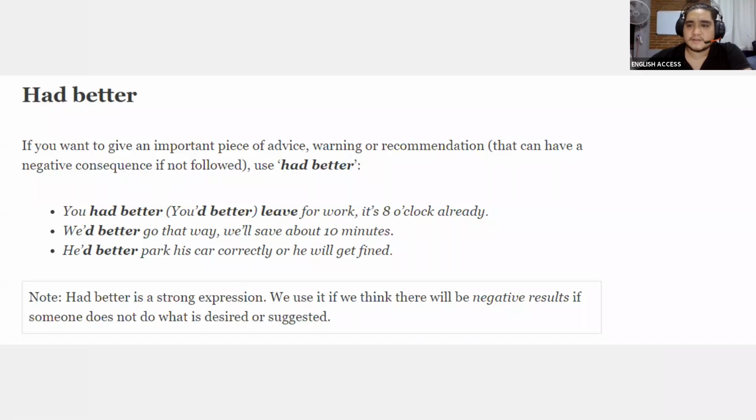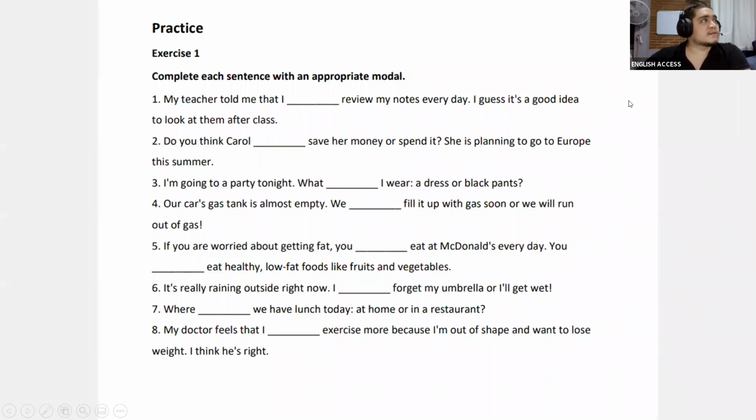Questions? No questions? Okay. Good. Now let's continue. We have here exercise 1. We're going to complete each sentence with an appropriate modal. Now you can use should, ought to, or had better. All right. So take your time and let me know when you finish, please.